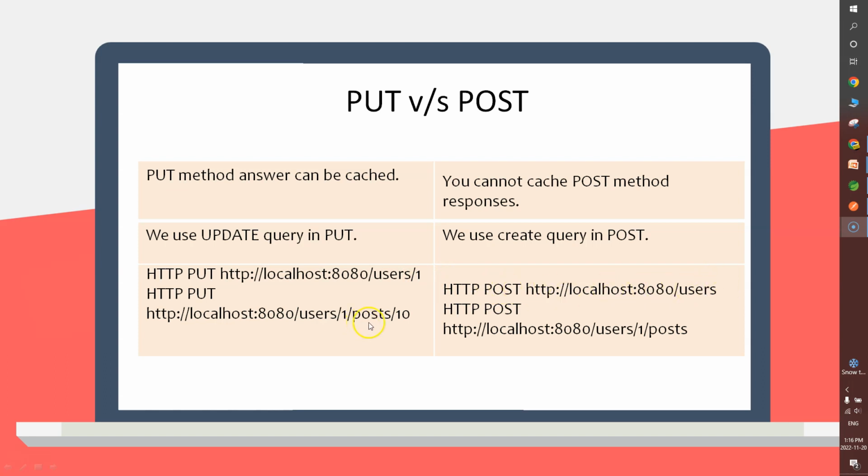In case you have to update, for example, there are users having multiple posts and you want to update a particular post, your endpoint would look something like this: users, then user ID 1, slash post, and then slash post ID. But at the other end, to perform the post call, say I want to create a new post, right? So my URI would be like this: localhost 8080 slash users, then user ID 123, slash post, as I'm going to create a new post.